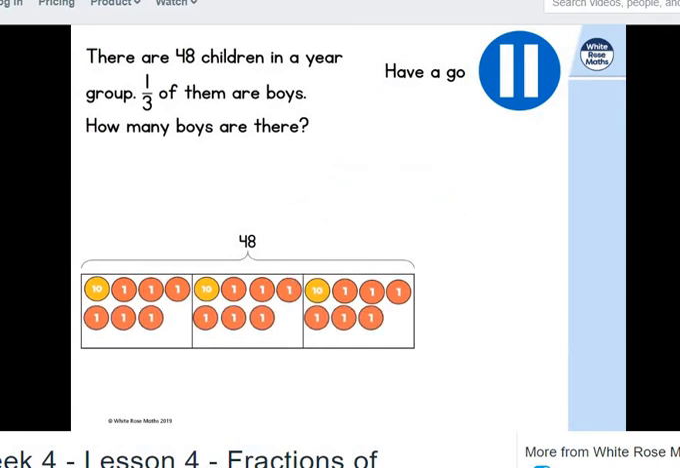That's better. I can see in each group there are 16 children. And we're looking for 1/3 of them. And a third of 48 is 16. So 48 divided by 3 is equal to 16.